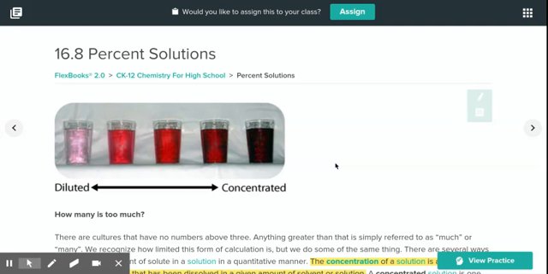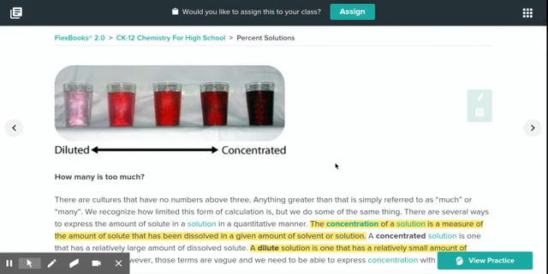And today we're talking about percent solutions. After that, we're going to talk about concentration, which is molarity. Molar, can you pronounce that? All right.